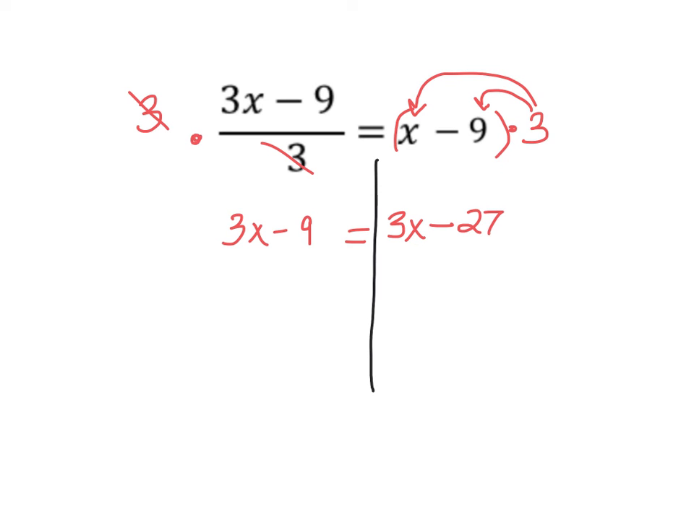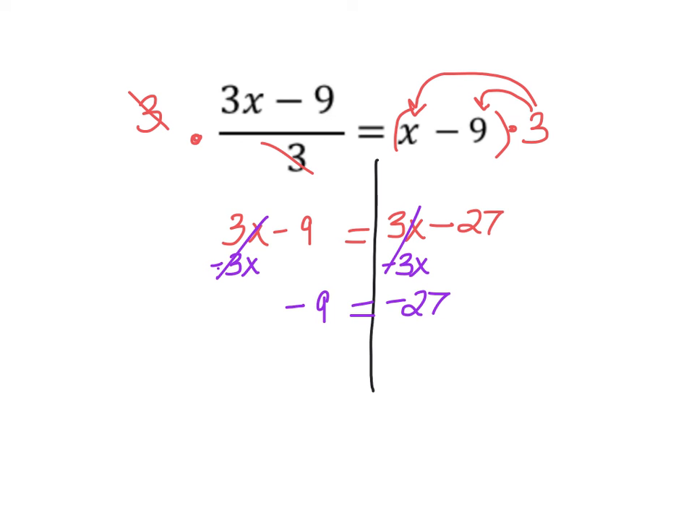Okay? Right now I do see same coefficients, but I'm going to get rid of it just to see what's left. So if it's a positive 3x, I'm going to subtract 3x on both sides. 3x minus 3x cancels out, and I'm left with a negative 9 equals, again, 3x minus 3x, that cancels out to be 0, and I'm left with a negative 27.